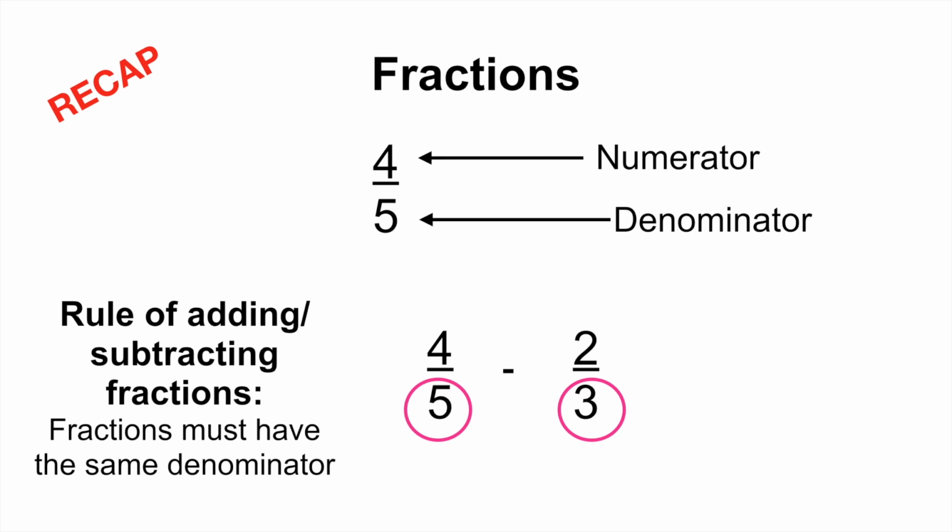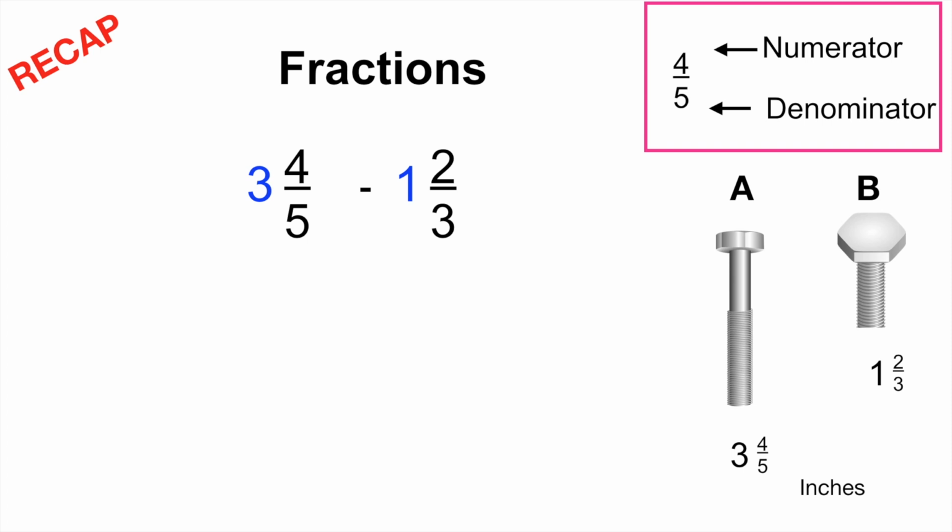So in this question, they're asking you to subtract these two fractions from each other. And notice that the denominators are different. So the first step is going to be to get these two denominators to be the same. And for now, we're going to ignore the whole numbers. The whole numbers are the numbers in blue. We're going to ignore them for a moment, so we're just going to work with that.